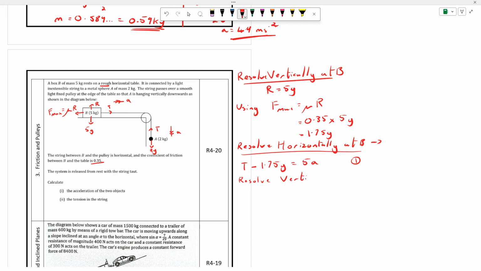Now let's resolve vertically at A, because I can only do one thing at A. There are no forces happening horizontally. So going down would be my positive, that's where it's going to move. So going down, I've got 2G.